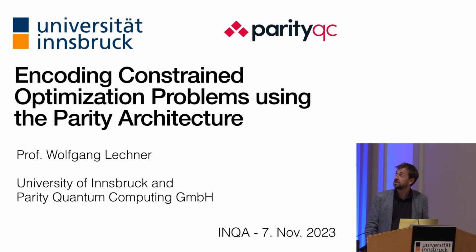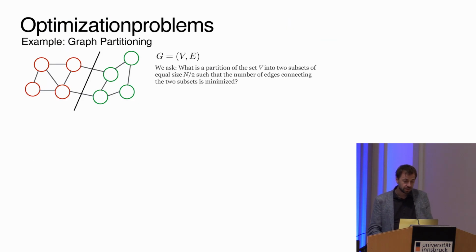Let me start with some of the features that the Parity architecture really offers. Going back to the very basics, typically if we want to solve optimization problems, we think about things like this. For example, this graph partitioning problem, where we ask how can we partition this graph such that the number of edges connecting the two subsets is minimized. This is probably a problem that many of you have already seen.